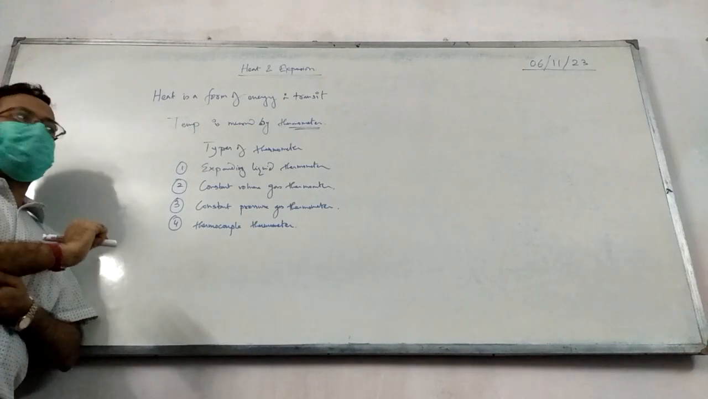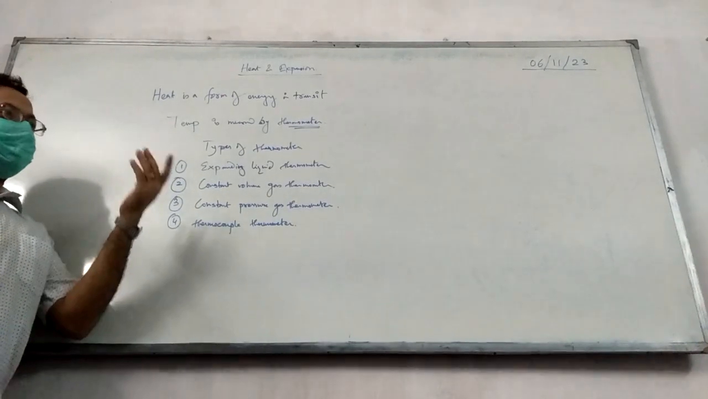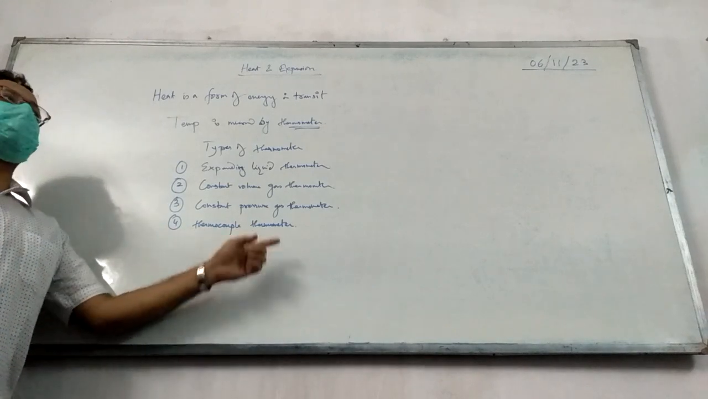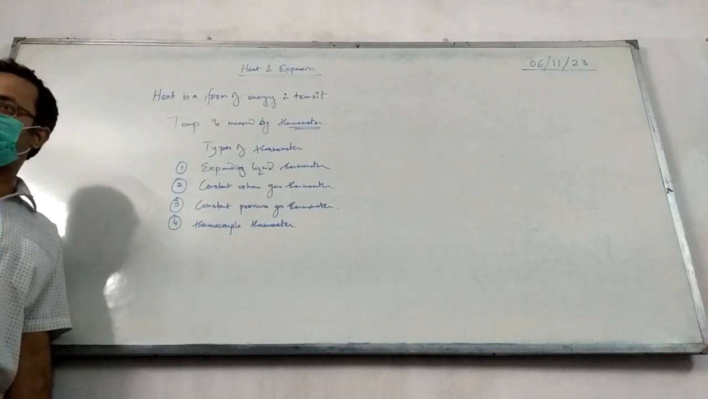So at that temperature, which thermometer will you use? It will evaporate. So that is why we need a thermocouple thermometer which can measure up to 2000 or 3000 degrees Celsius.